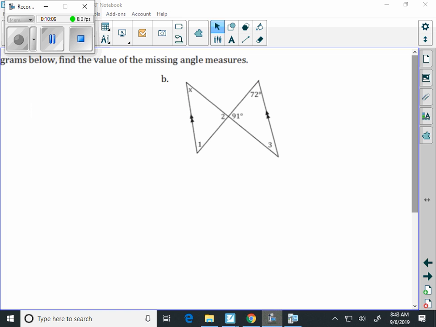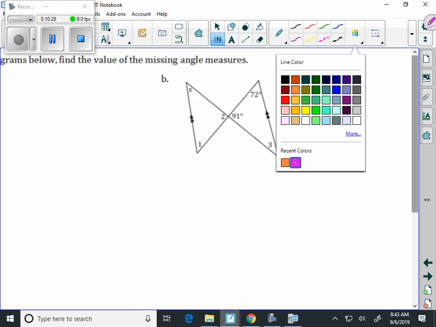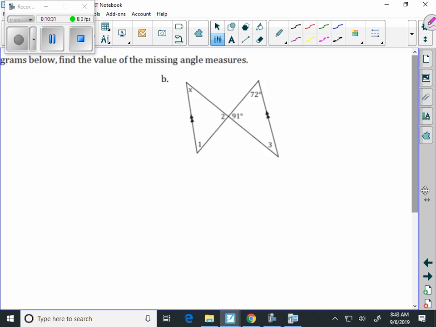Letter B. We're still finding the value of missing angles. And we've got an X, we've got an angle 1, we've got an angle 2, we've got an angle 3. And actually the easiest angle to find is angle 2. And one of the reasons why it's the easiest angle to find is because angle 2 and 91 are vertical angles. And what we know is that vertical angles are equal. So angle 2 is 91 degrees. And we can fill that in to our picture.